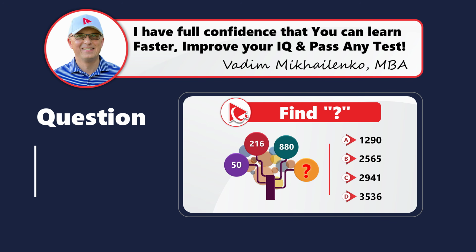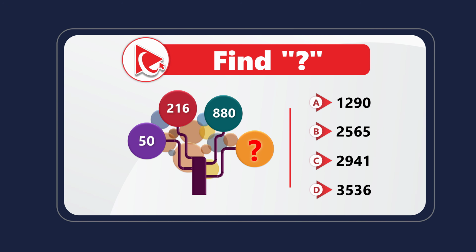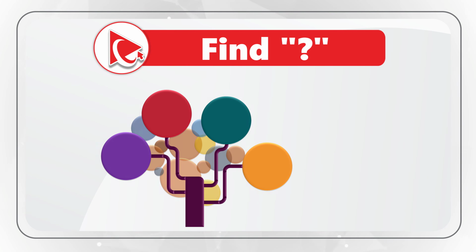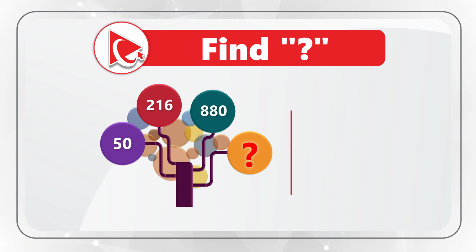Here's an amazing question where we need to find the missing number. You're presented with a tree-looking structure, and it has numbers in the circles on the top. The numbers are, if we start from the left, 50, 216, 880, and then comes the missing number. You need to calculate and select the missing number out of 4 possible choices.